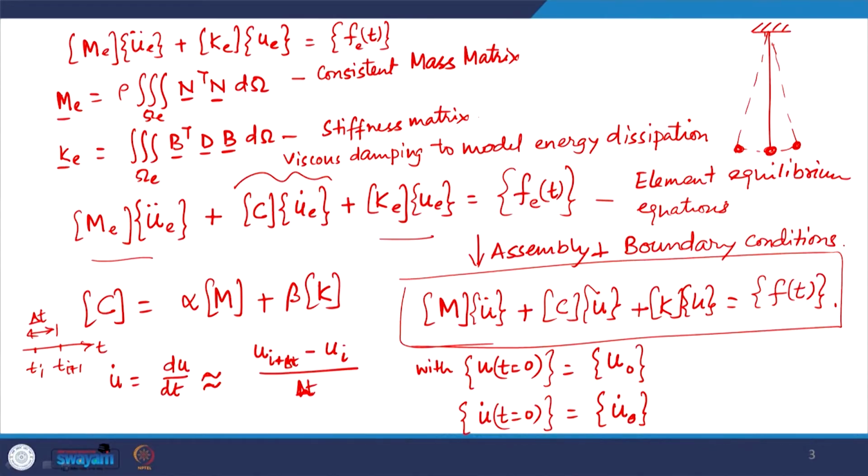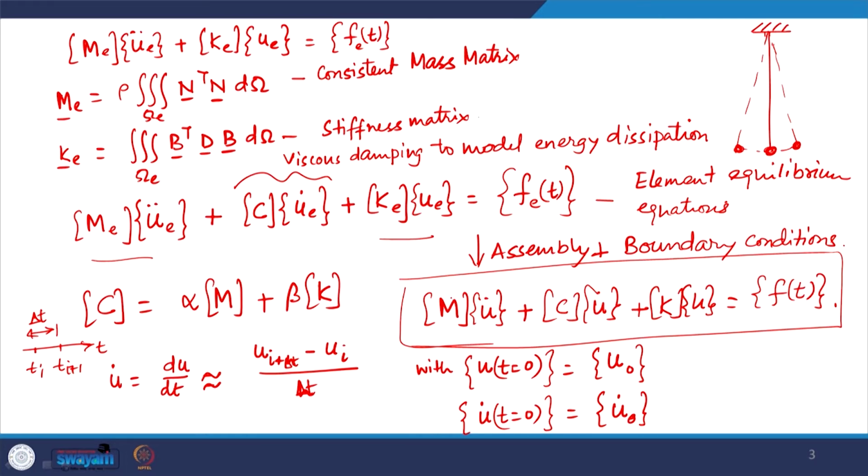This actually comes from truncating the Taylor series expansion around time t equal to T i. Of course, this is a forward difference; we can have backward difference, we can have central difference and so on. First order derivatives can be approximated, second order derivatives can be approximated, and then once we do that, we find that these derivatives would be replaced by displacements.